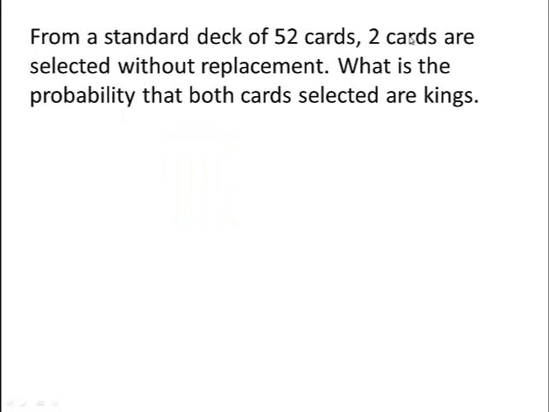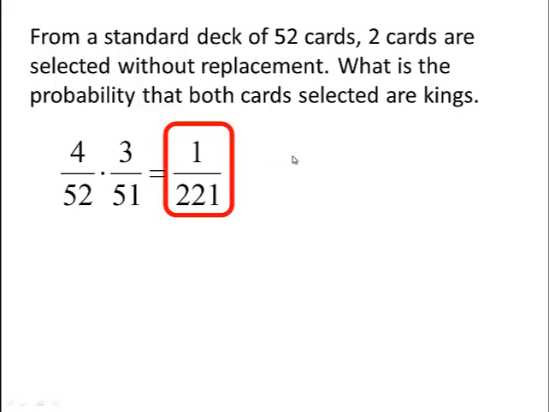Say a deck of 52 cards. 2 cards are selected without replacement. What is the probability both cards selected are kings? Well, if you select 1 card, it will be 4 kings in the deck out of 52. Once you take that one away without replacement, there are only 3 kings left and only 51 cards left. And that will come out to 1 over 221.